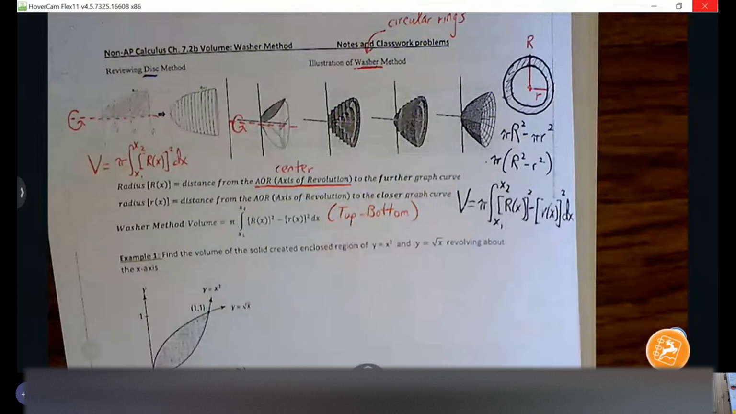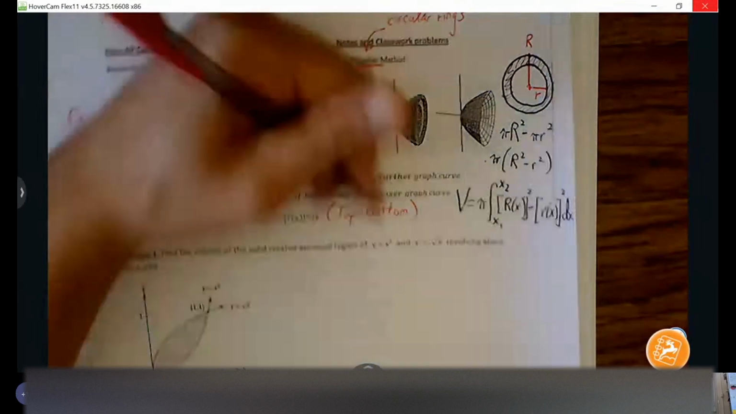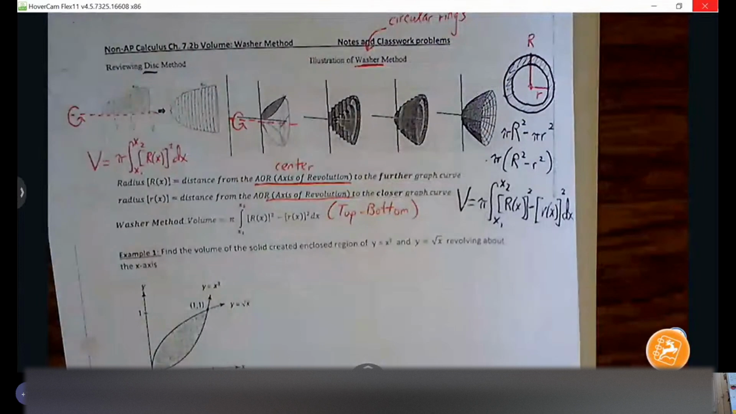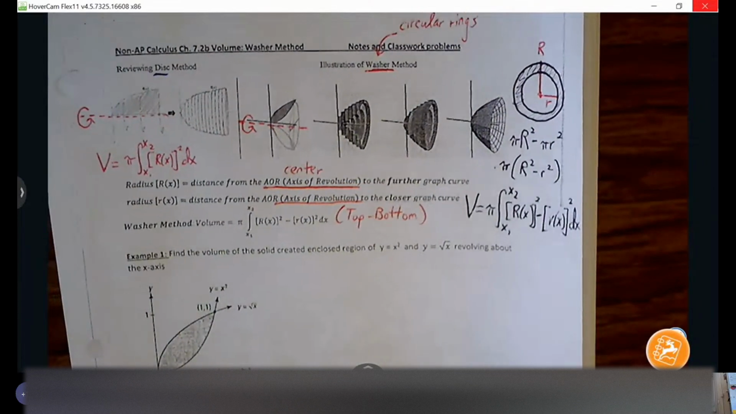Little radius is the distance from the axis of revolution. Again, we need to involve the center when we draw the radius to the closer curve, to the closer of the boundaries.